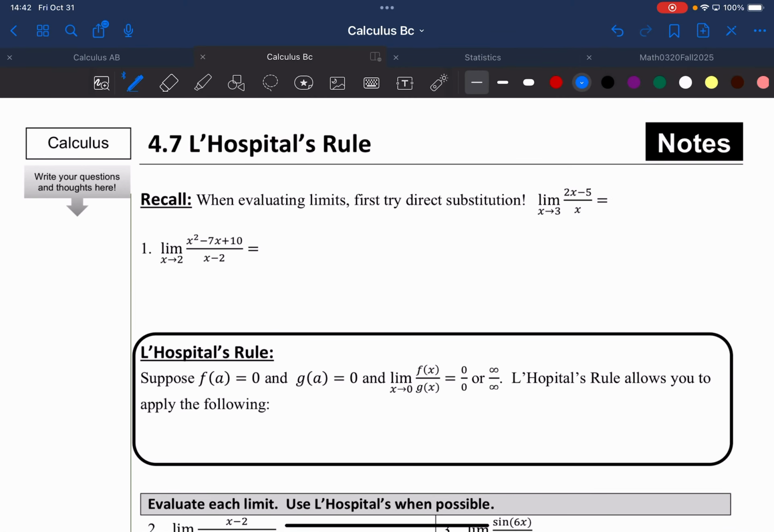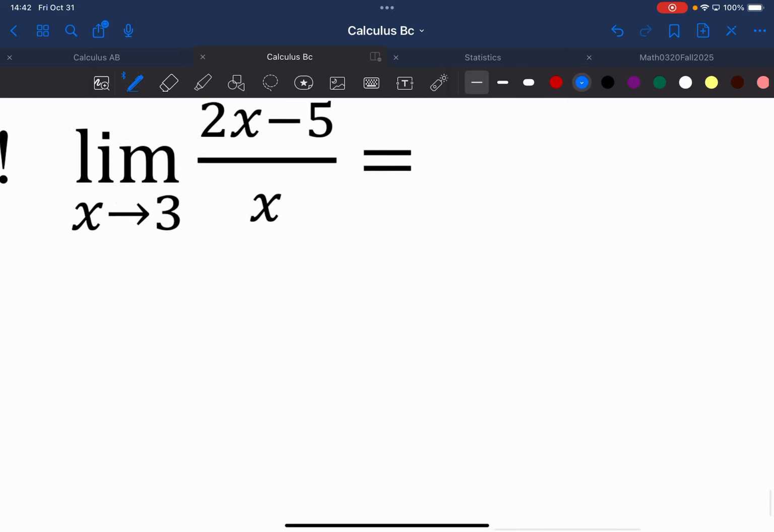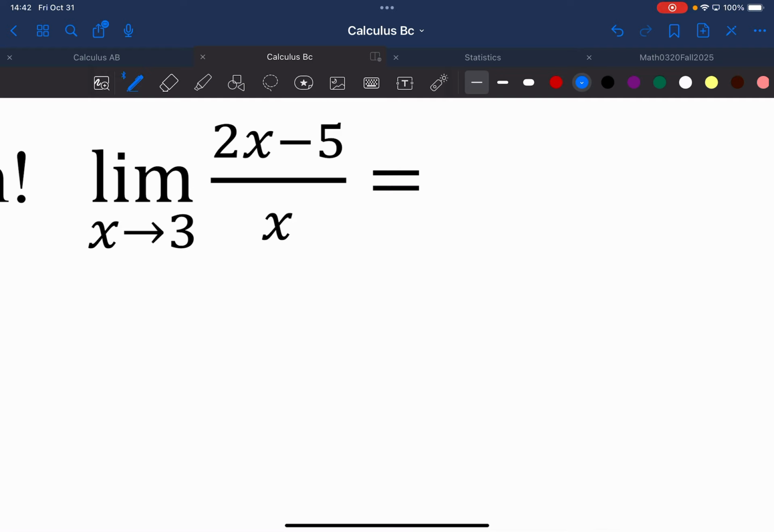Okay, so this is notes 4.7, L'Hopital's rule. It says, recall when evaluating limits, first try direct substitution. So remember when we learned about limits in Unit 1, we said that the easiest way to solve is to always try to plug in the number first.